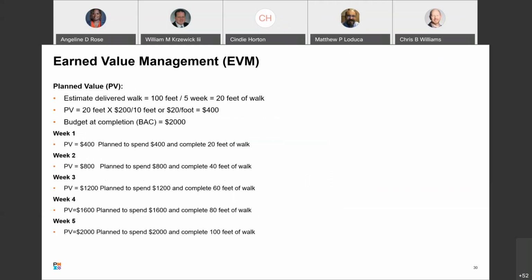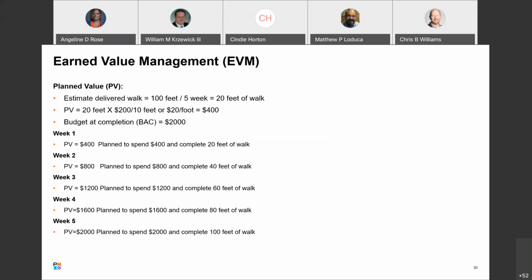We have estimated delivered walk, 100 feet, 5 weeks, 20 feet of walk per week is what we're talking about. Planned value is 20 feet times $20 per foot, which is $400. So our planned value is $400 per week times 5. Budget at completion, BAC. How much do we plan to spend throughout the life of this project? How much are we budgeted that we will spend at the end when we're done? That's $2,000.